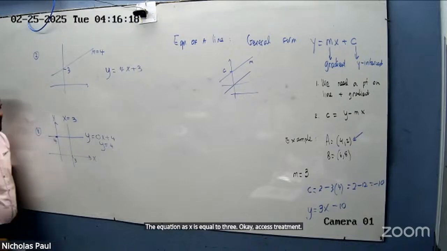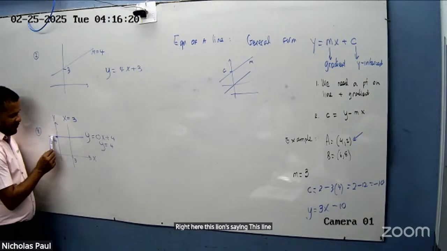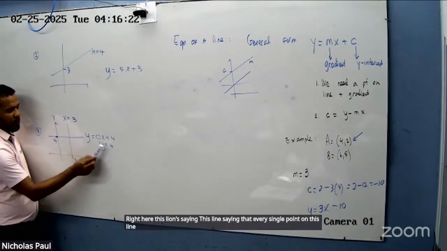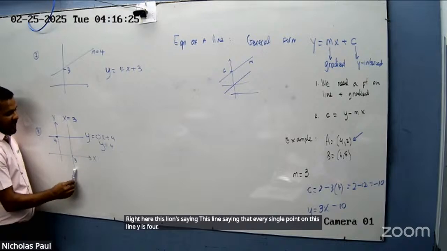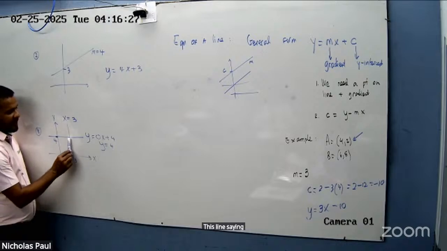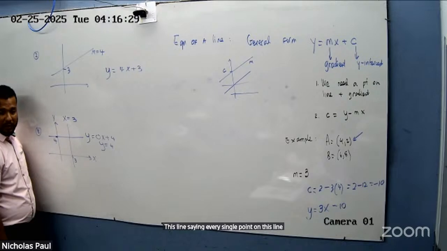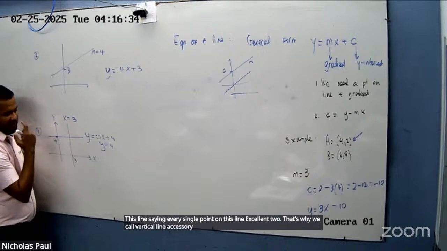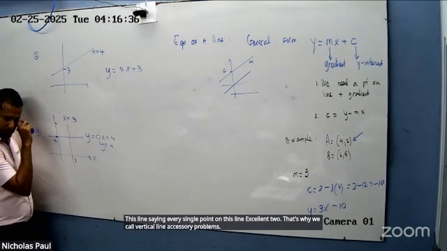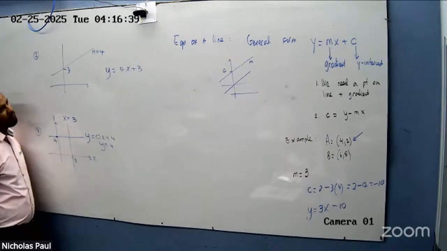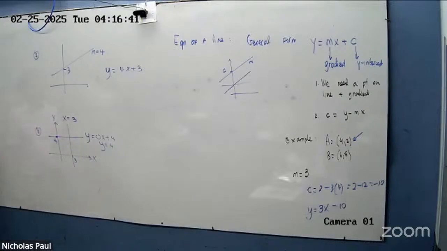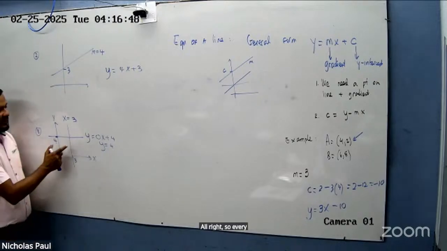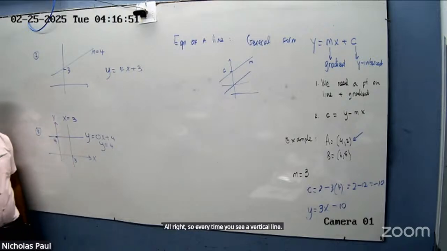Here is what this line is saying. Every single point on this line, y is 4. This line is saying every single point on this line, x is 3. That's why we call the vertical line x is 3, the horizontal line y is 4. So every time you see a vertical line, x is a constant, and a horizontal line, y is a constant.